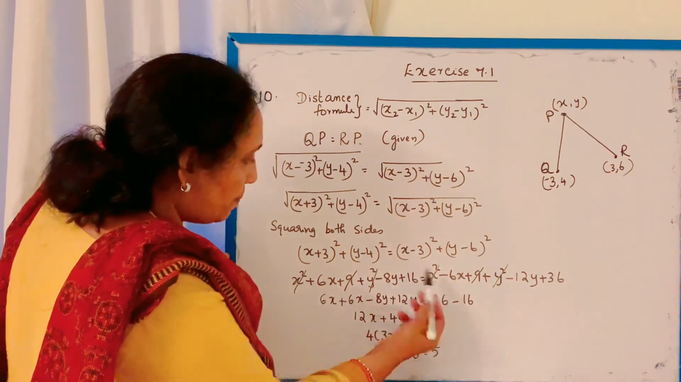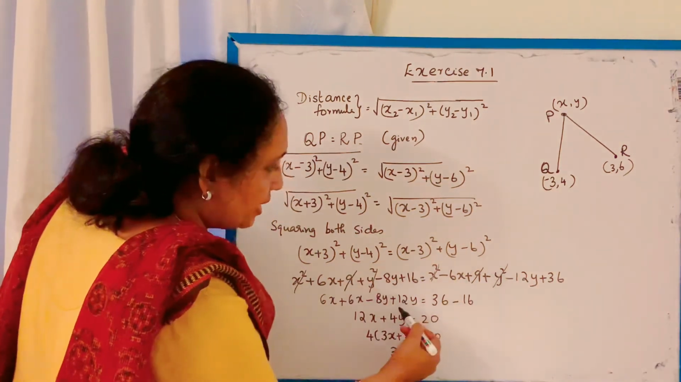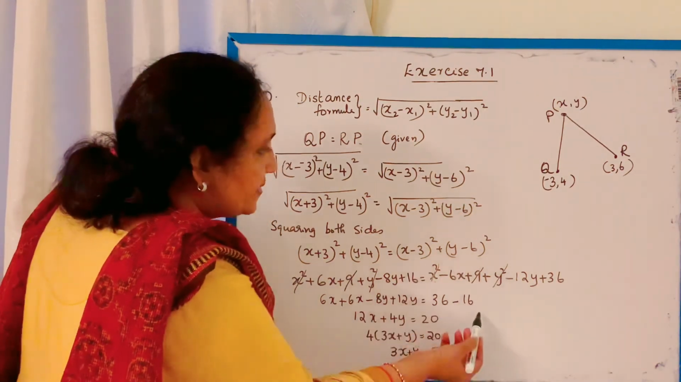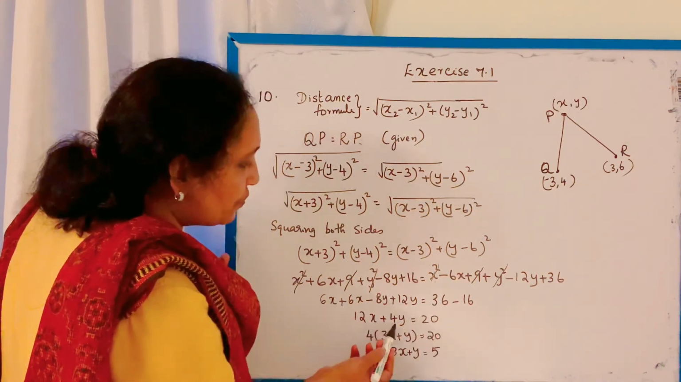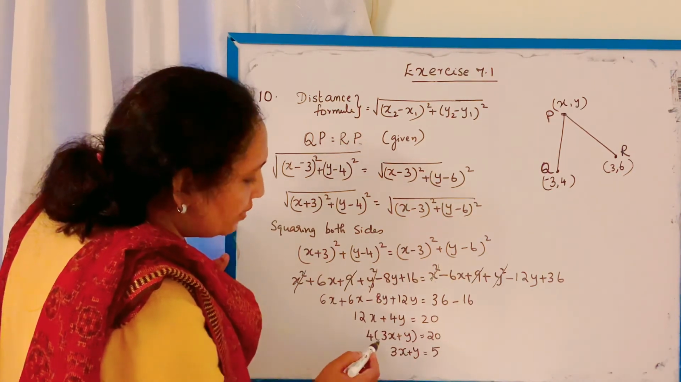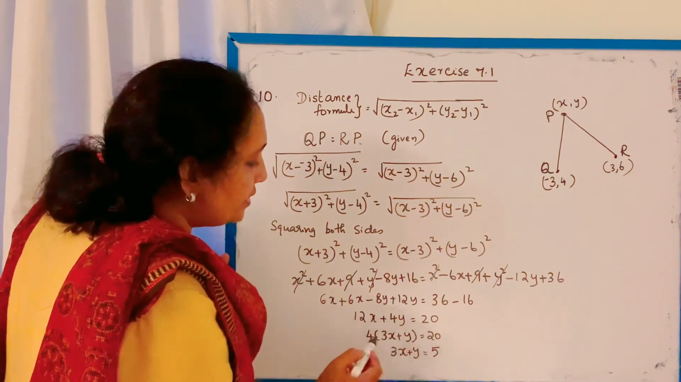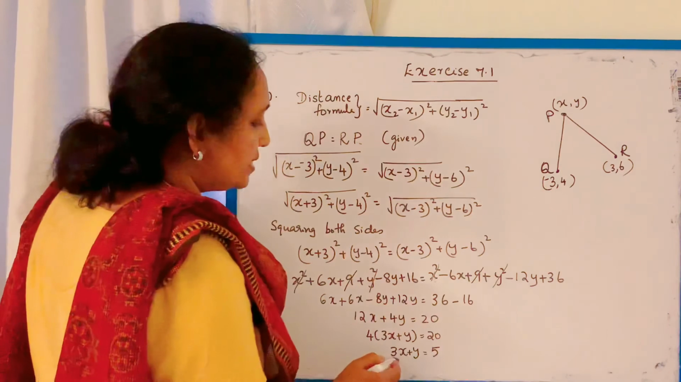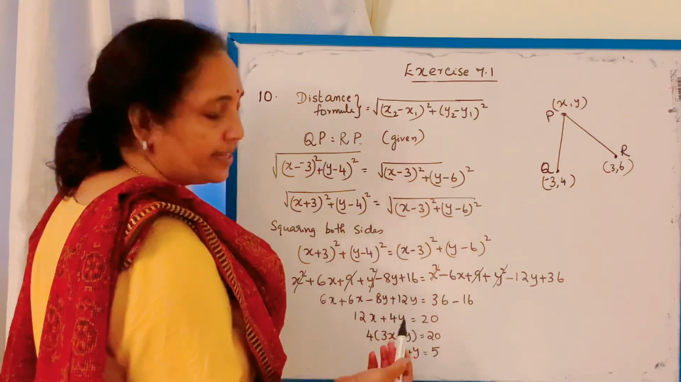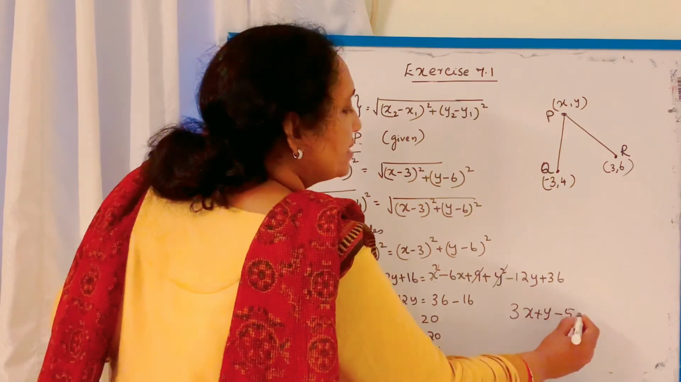Then 6x plus 6x minus 8y, then take this minus 12y to this side, that means plus 12y is equal to 36 minus 16. Okay, then you will get 12x plus 4y is equal to 20. Here 4 is a common factor, take 4 outside, then you will get 3x plus y is equal to 20 divided by 4, that is 5. This is the relation between x and y. Or you can write 3x plus y minus 5 is equal to 0, that is also correct. Okay, 3x plus y minus 5 is equal to 0.